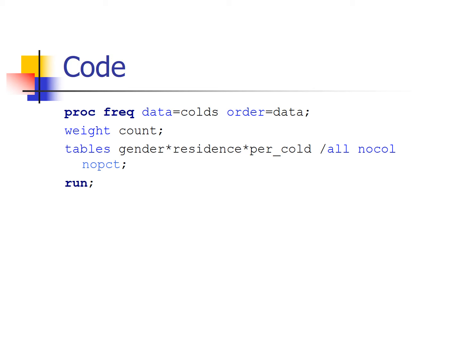So here's our code: PROC FREQ, our WEIGHT statement, and TABLES gender by residence by cold. And of course, to get the output, we would add the CMH option. The CMH option will get us the relevant test statistic output.